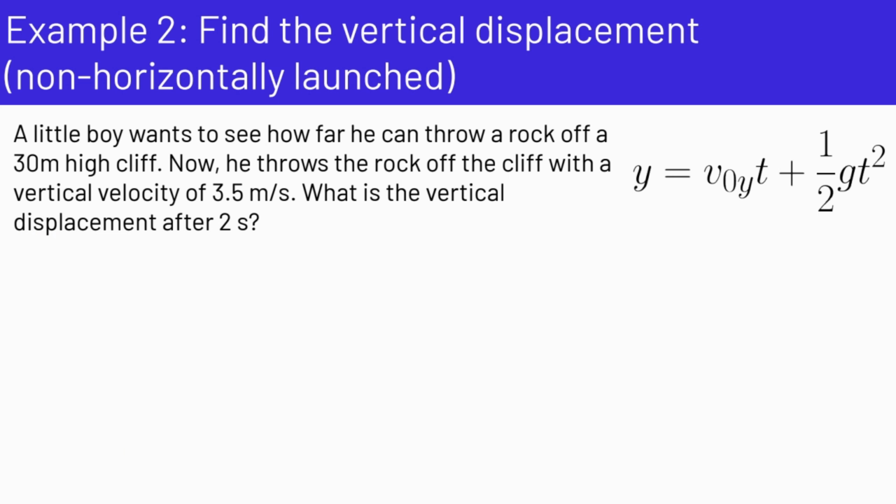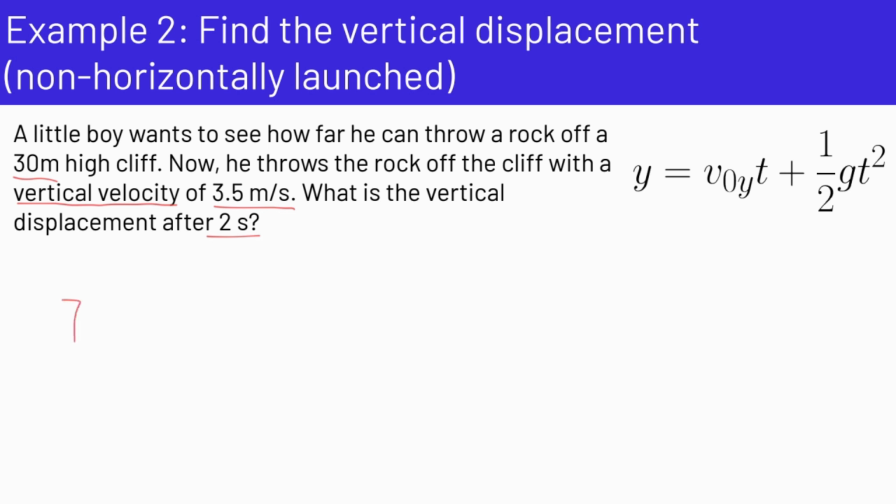All right, example number 3. Find the vertical displacement of a non-horizontally launched projectile. A little boy wants to see how far he can throw a rock off a 30-meter high cliff. Now he throws the rock off the cliff with a vertical velocity of 3.5 meters per second. What is the vertical displacement again after 2 seconds?